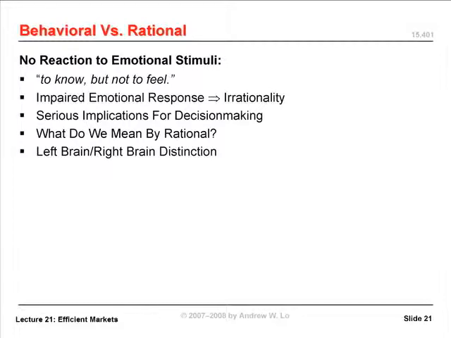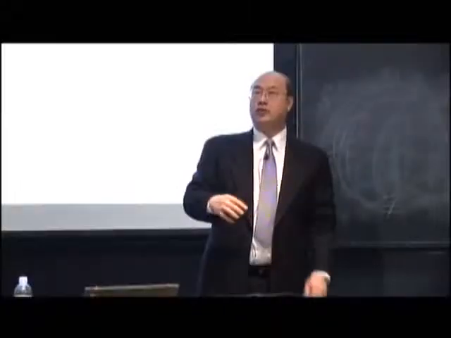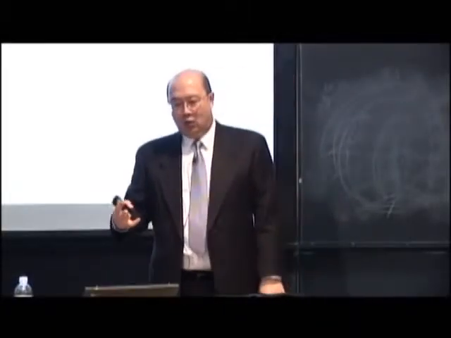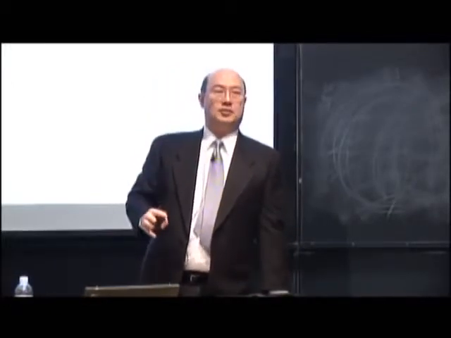So it turns out that the brain, which is pictured here in cross-section, is not nearly the homogeneous organ that we often take it to be. It turns out that the brain is comprised of different components. And a neuroscientist by the name of Paul MacLean, about 10 years ago, came up with what's now called the triune model of the brain, which decomposes the brain into 3 separate components.